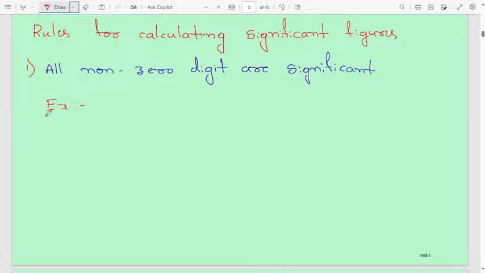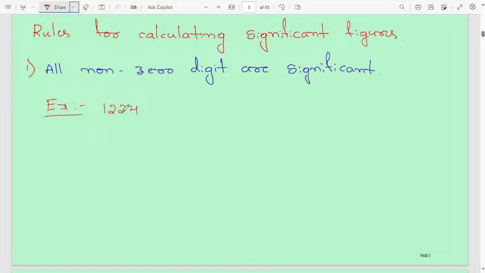The first rule, you have to remember the rules, because with so many rules you will feel significant figures will be difficult for you. That's why I am going slowly. First I will explain the rules, and based on the rules we will solve the problems. First rule, all non-zero digits are significant. Non-zero digits: 1 2 3 4, this is the number, it does not contain any zero.